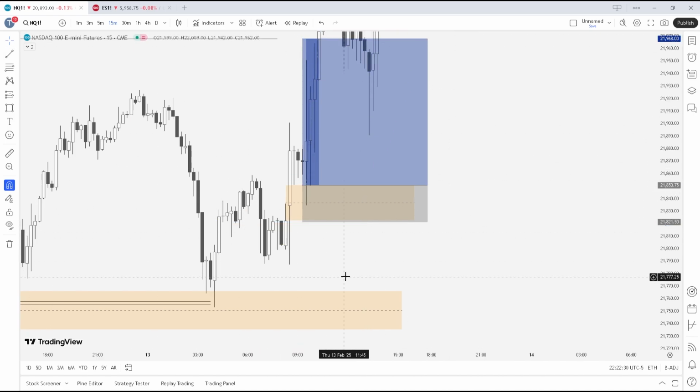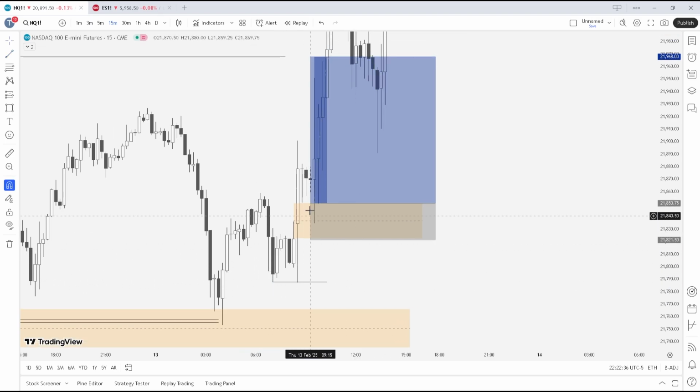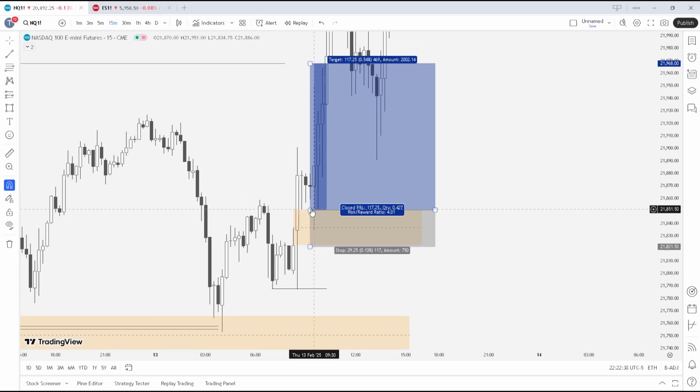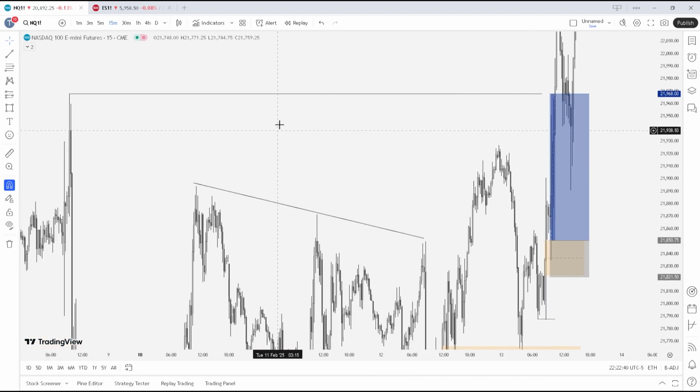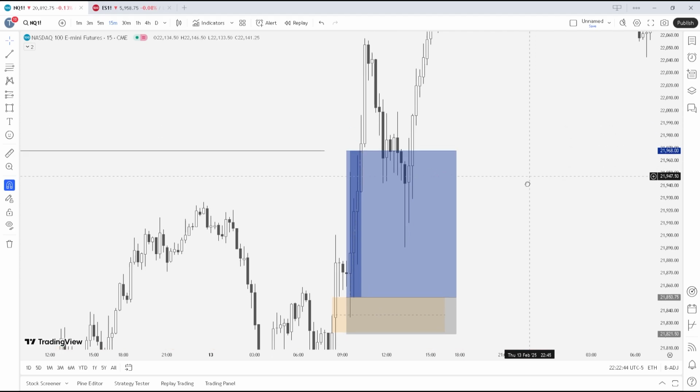But the second trade is really, really nice because we have this liquidity sweep, and then we get this move higher, and then retrace back into the fair value gap, and then we have a really nice liquidity pool to target.